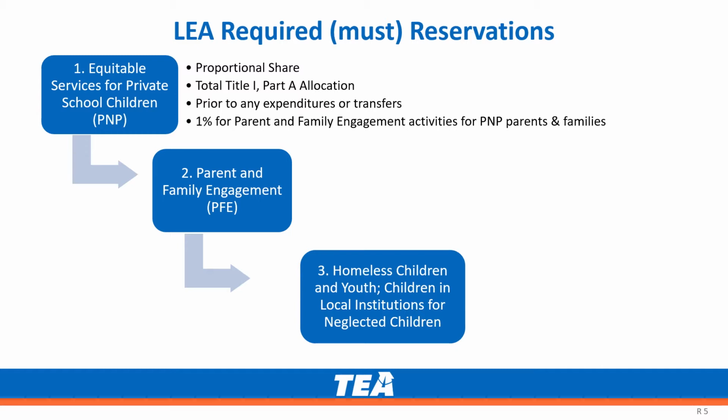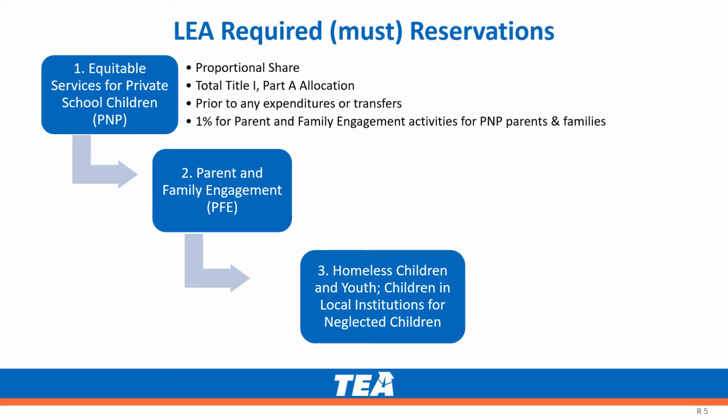ESSA statute requires an LEA to determine the proportional share of Title I funds available for providing and administering equitable services based on the LEA's total Title I allocation prior to any expenditures or transfers of funds. This means that an LEA applies the proportion used to calculate the proportional share to its entire Title I allocation, including any Title II Part A or Title IV Part A funds that an LEA transfers into Title I Part A prior to the other required and authorized reservations discussed later.